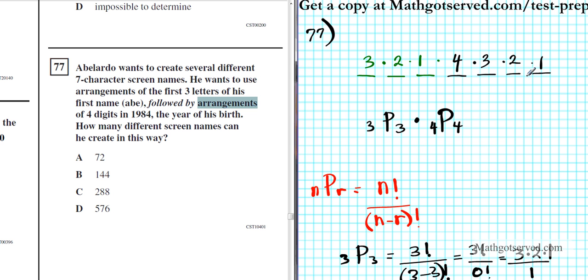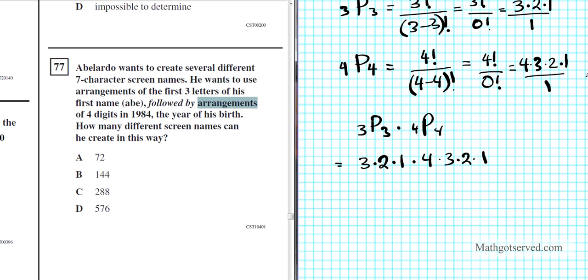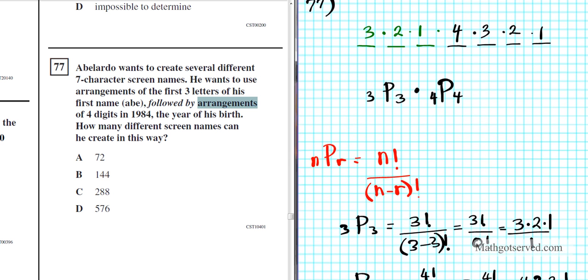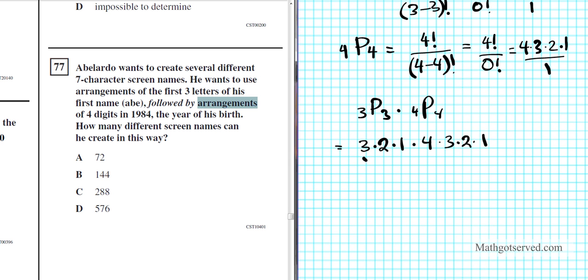Okay? So you can use this method just using placeholders, or you can use the permutation formula. You get the same answer. So if we multiply these three numbers, what do we get? So let's multiply them since they're the same. 3 times 2 is 6. Let's forget about the 1.